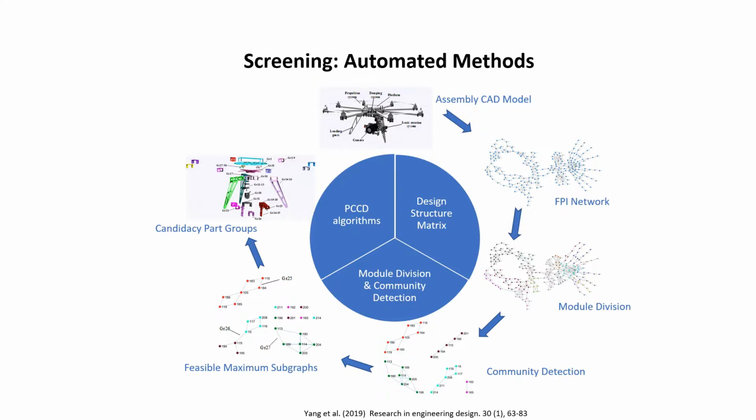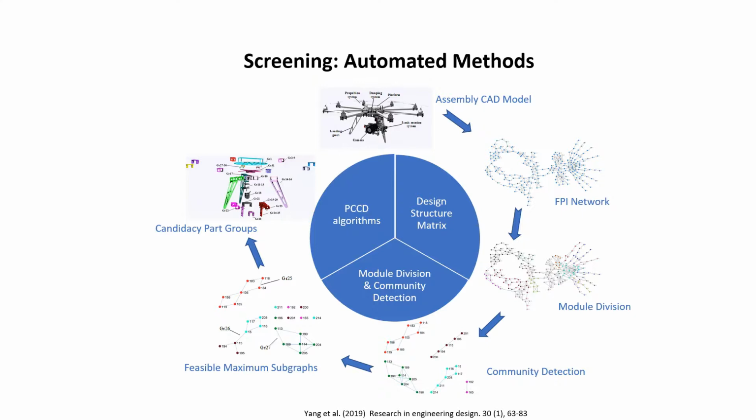The cornerstones of this method are design structure matrix, module division algorithm, and part consolidation candidate detection algorithms. The general idea is to model the physical assembly by virtual network so that mathematical computation becomes feasible. Previous function analysis module is corresponding to the FPI network in a matrix format. The established rules and principles are encapsulated in the steps of module division, community detection, and feasible subgraphs, which are implemented in the screening module.